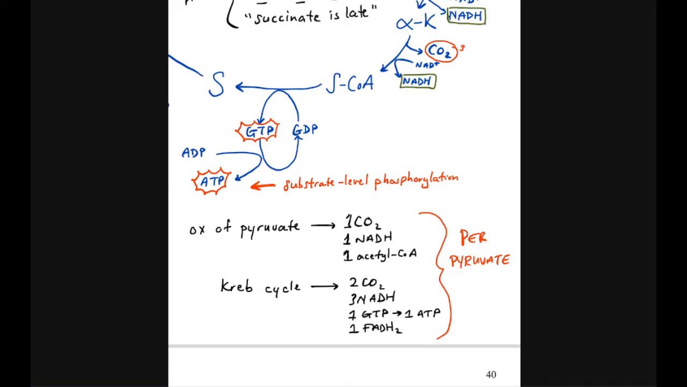Keep in mind, though, this is per pyruvate. How many pyruvates do you make from a glucose? 2. So this whole cycle, including the oxidation of pyruvate, will happen twice. If you're counting up everything here, there are 3 carbon dioxides total between the 2 processes, because pyruvate had 3 carbons, but glucose has 6 carbons, so this is half the step. So that's why I'm going to end up making 6 carbon dioxides eventually for my overall equation, right? Because this runs twice.